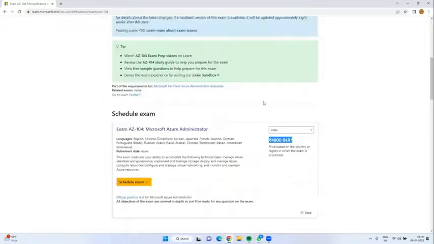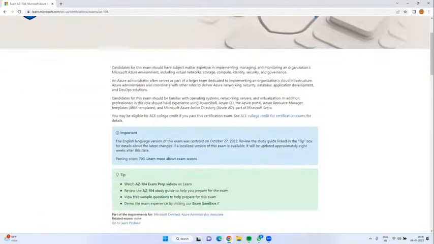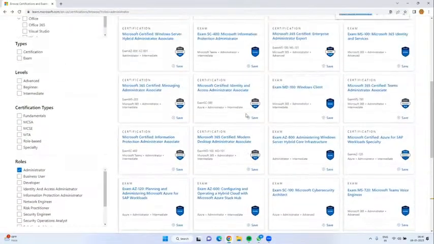This is about Microsoft Azure administration. Go back. Again, I am looking for AZ400. Just type 400. This is Microsoft Azure DevOps.